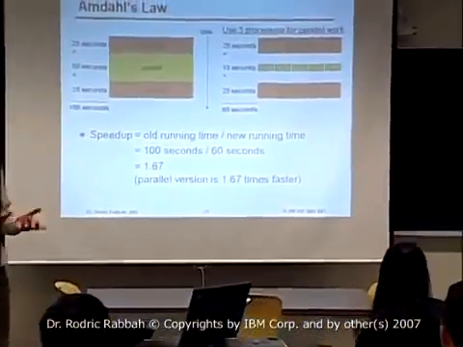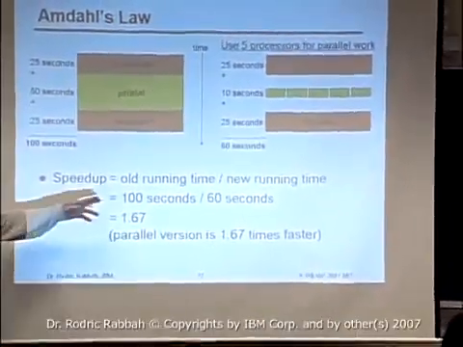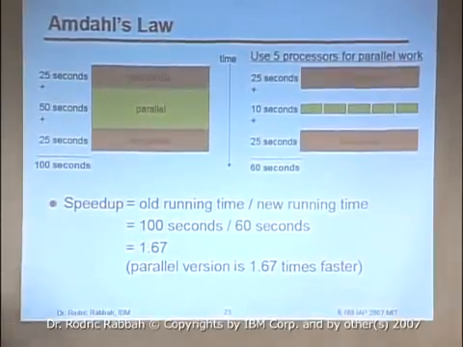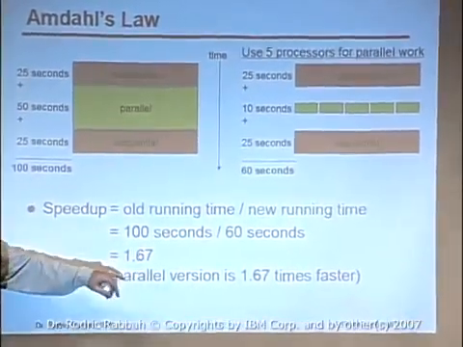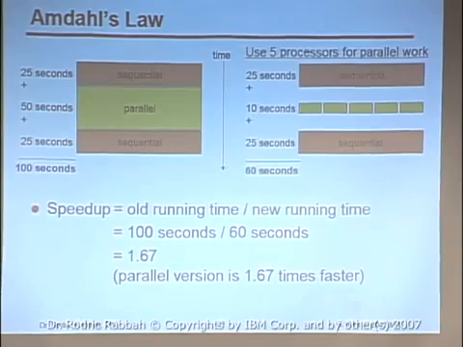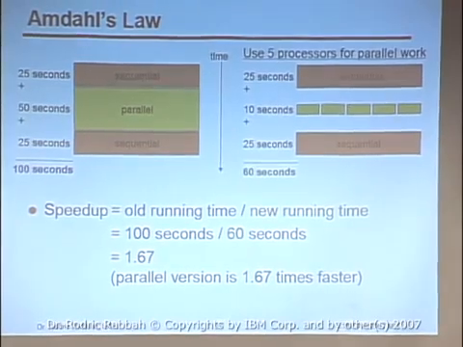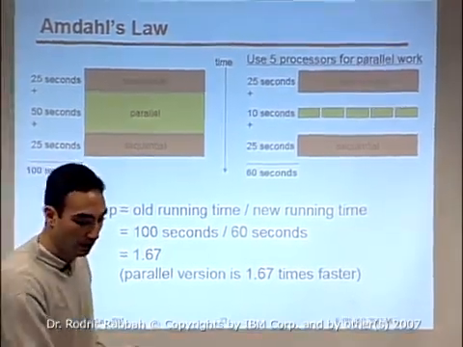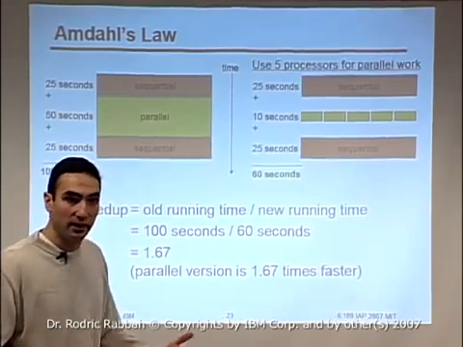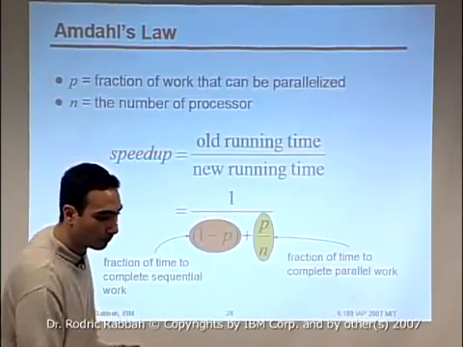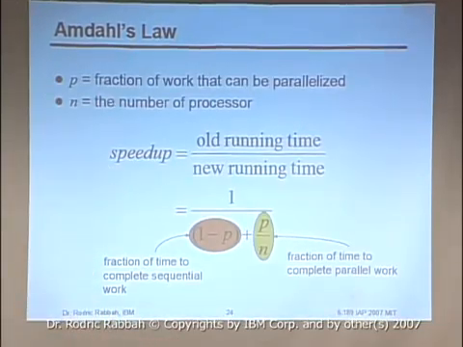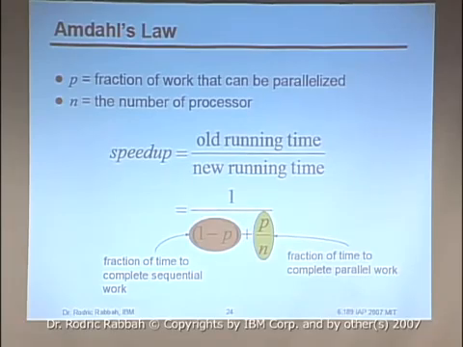Well, you calculate speedup: old running time divided by the new running time. So 100 seconds divided by 60 seconds, or my parallel version is 1.67 times faster. So this is great. If I increase the number of processors, then I should be able to get more and more parallelism. But it also means that there's an upper bound on how much speedup you can get.